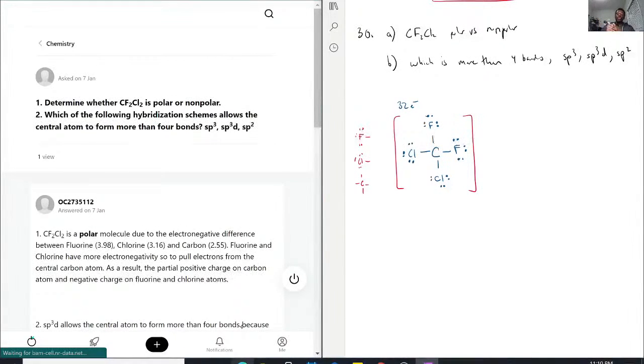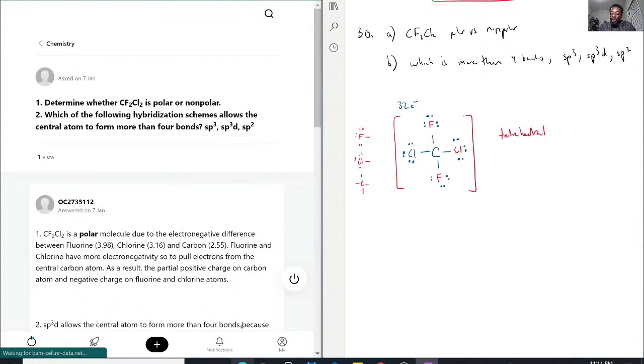Now to know if this is polar or nonpolar, actually, it would be best to draw this as its molecular geometry. Because what if I drew this like this? Now, you could argue that, wait a minute, the fluorines are pulling evenly and the chlorines are pulling evenly, so this will cancel out, which is why you need your molecular geometry. So this shape is known as tetrahedral.